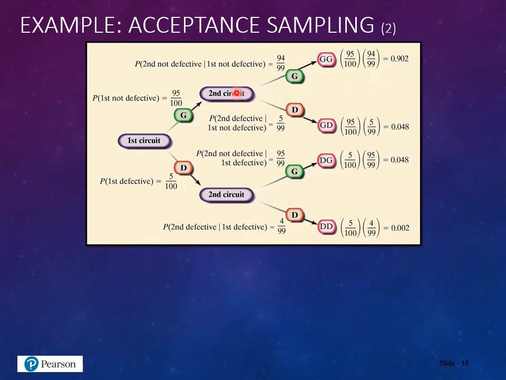If we veer down and the second circuit is bad, well, here we've taken one circuit out, so the denominator is only 99 now because we've already picked one circuit. But the first one was good, so there's still 5 left out of the 99. So that's the probability here. So our probability of having a good first circuit and a bad second circuit is 95 out of 100, the first probability, times 5 out of 99, which is 0.048.